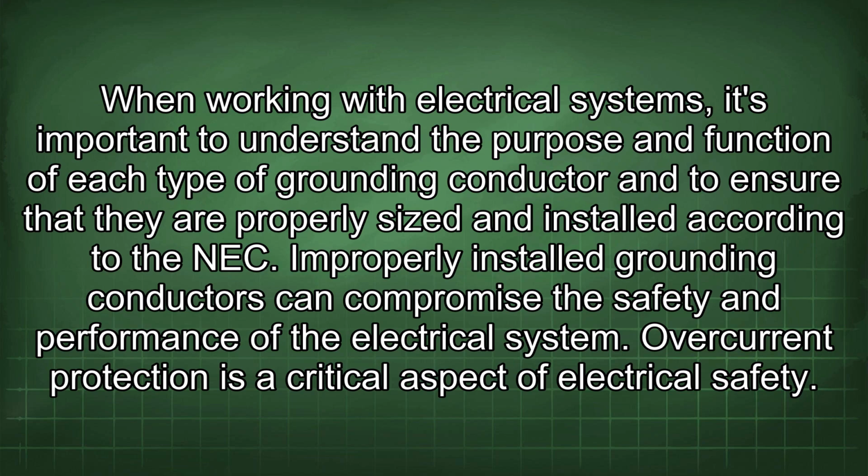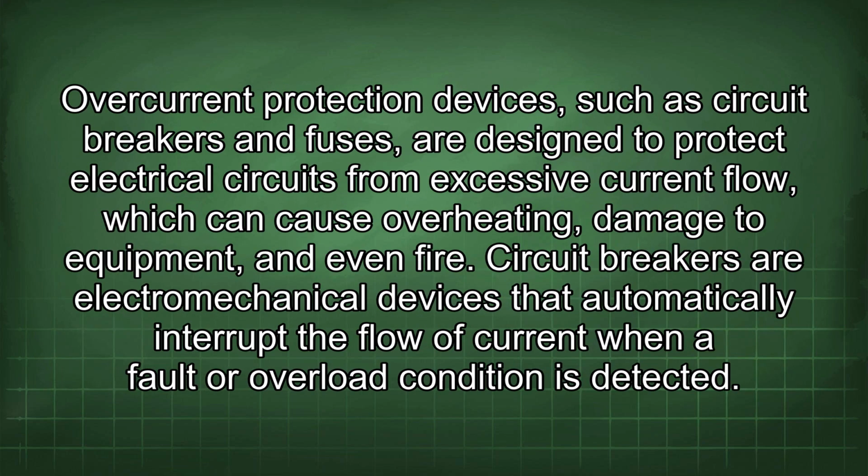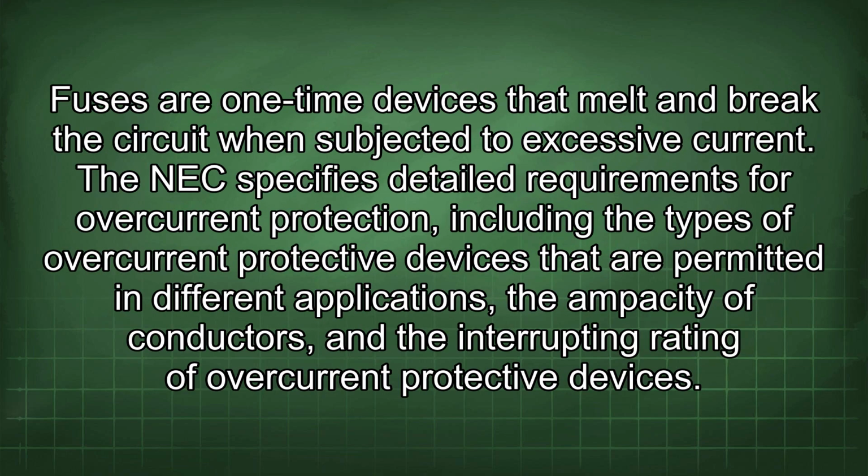Overcurrent protection is a critical aspect of electrical safety. Overcurrent protection devices, such as circuit breakers and fuses, are designed to protect electrical circuits from excessive current flow, which can cause overheating, damage to equipment, and even fire. Circuit breakers are electromechanical devices that automatically interrupt the flow of current when a fault or overload condition is detected. Fuses are one-time devices that melt and break the circuit when subjected to excessive current.